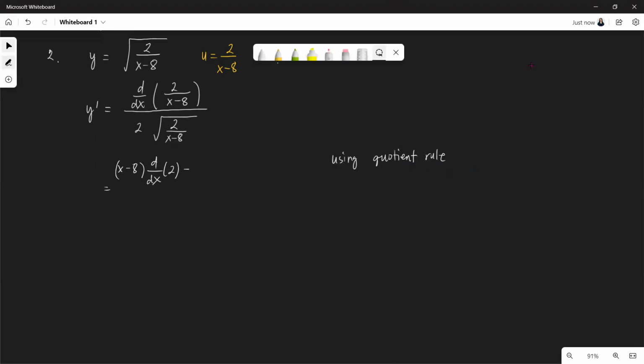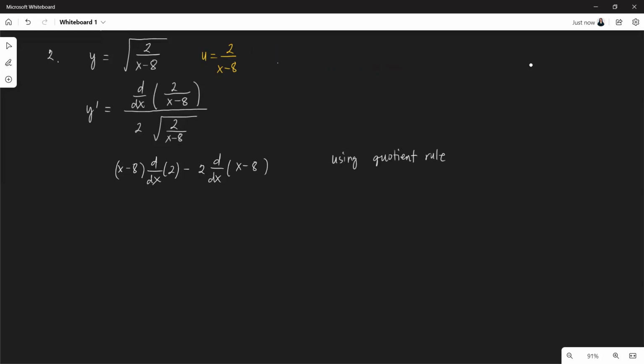So for the quotient rule, you copy the denominator multiplied by the derivative of the numerator, minus the numerator multiplied by the derivative of the denominator, and then all over. So let's transfer the equal sign below because the main fraction bar is between these two, the main numerator and denominator.